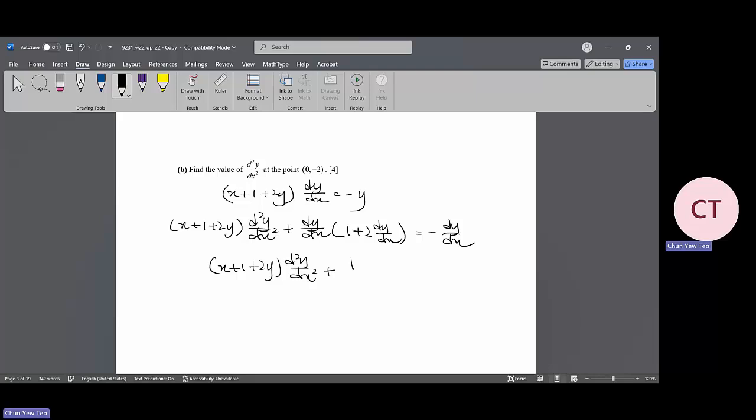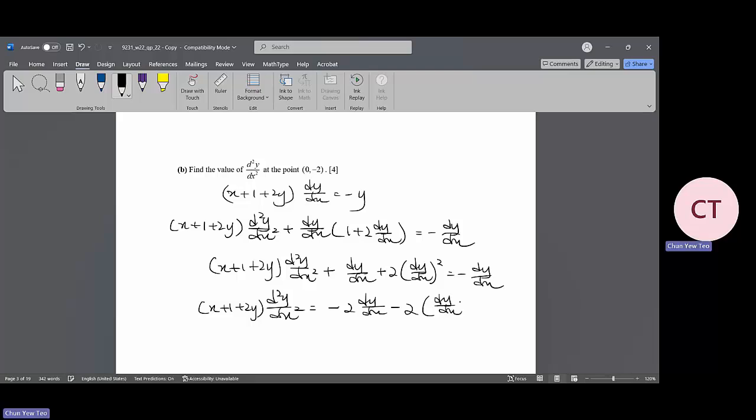It will be plus dy/dx plus the 2 of (dy/dx) squared equal to the minus negative dy/dx. So your d²y/dx² is actually equal to, not so rush, it's better to be careful. So here is negative 2 dy/dx minus the 2 (dy/dx) squared.